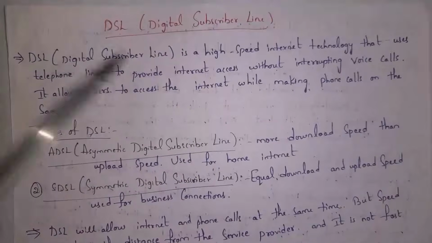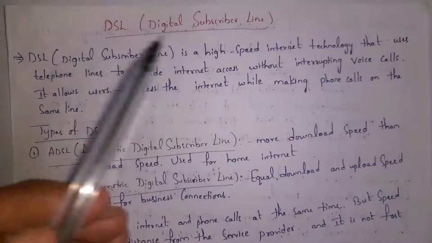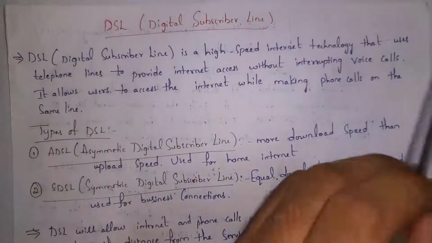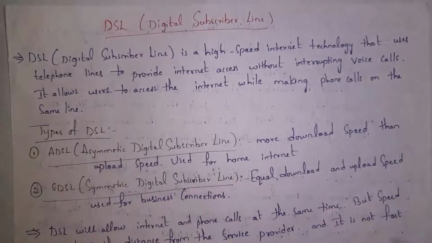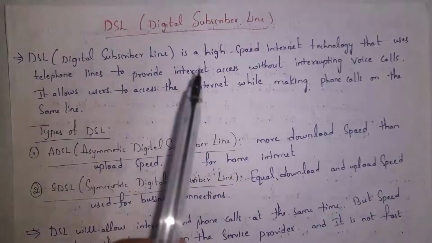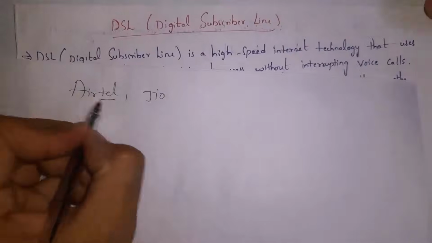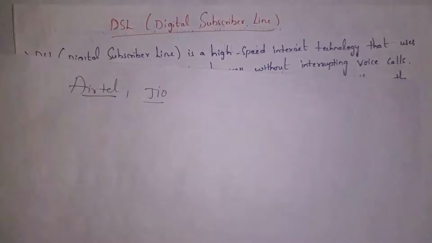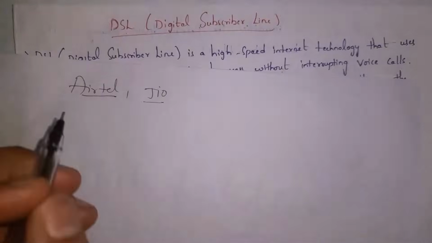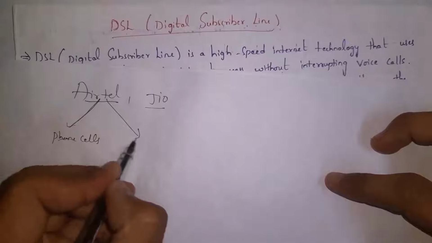Next I will explain what is DSL, that is Digital Subscriber Line. Digital Subscriber Line is a high-speed internet technology that uses telephone lines to provide internet access without interrupting voice calls. It allows users to access the internet while making phone calls on the same line. Normally if you consider Airtel and Jio, in olden days they were only telephone lines. We could only make phone calls by using Airtel and Jio. But at present, by using Airtel, we can make phone calls and also access the internet.